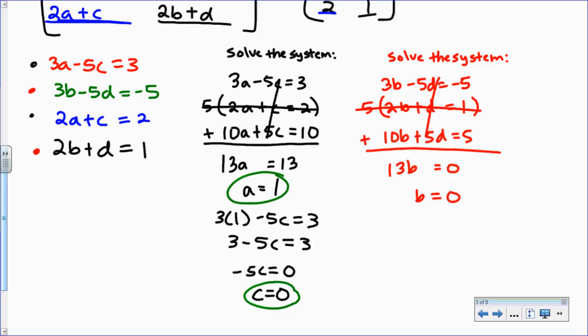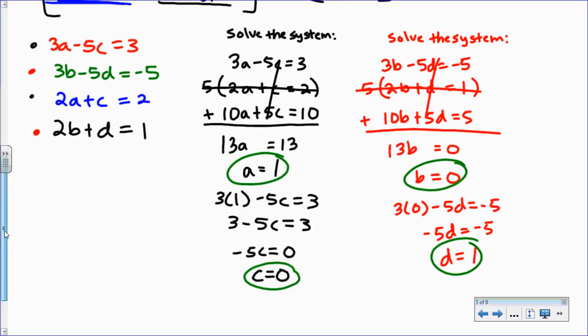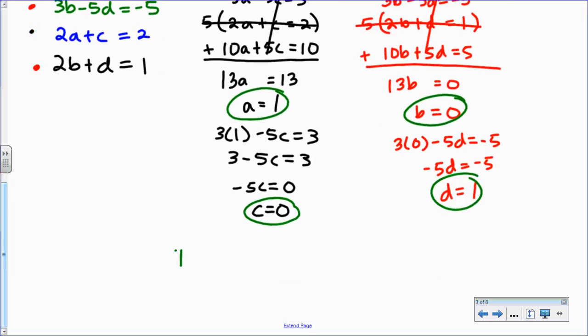Okay, and then plug that back in. So 3 times 0 minus 5 times D equals negative 5. So negative 5D equals negative 5, which means D is 1. Okay, so there's my other 2 entries. So that tells me that A, B, C, D are 1, 0, 0, 1.